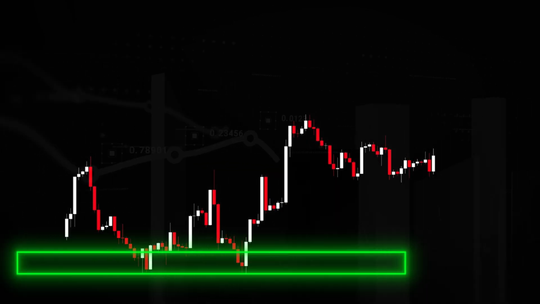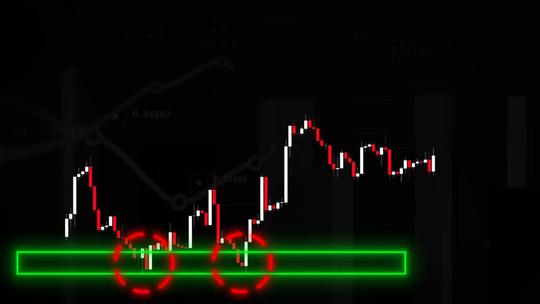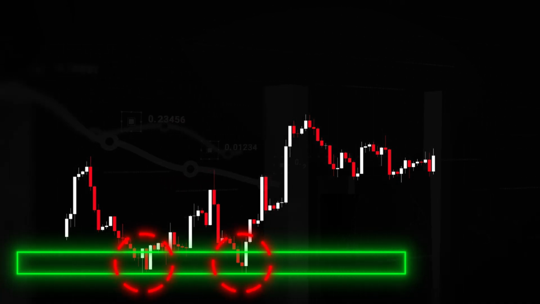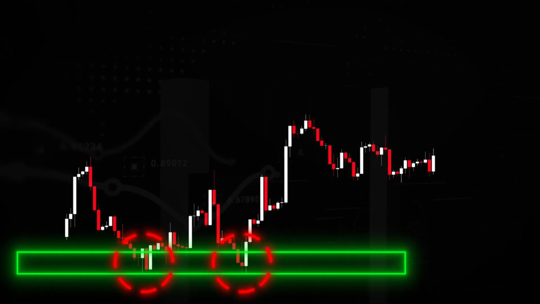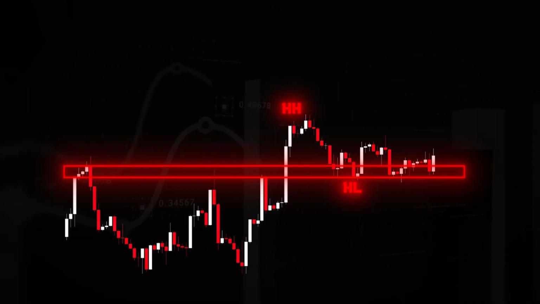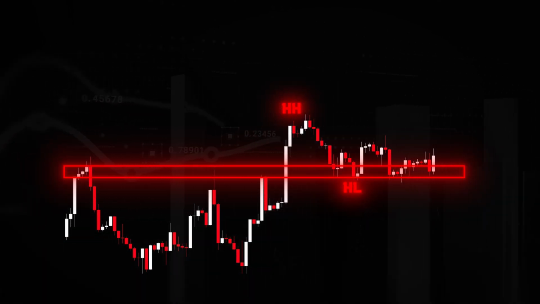Let's analyze another example. As you can see, the price has reached a support area and formed a double bottom pattern, indicating a potential trend reversal from bearish to bullish. The price has broken through a resistance zone and formed new higher highs and higher lows.